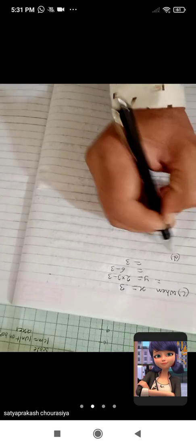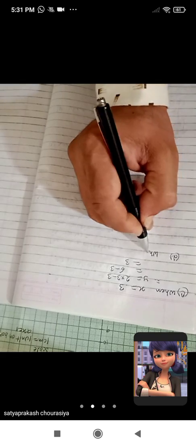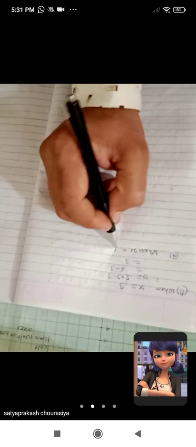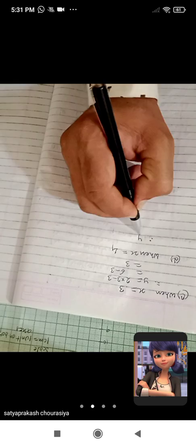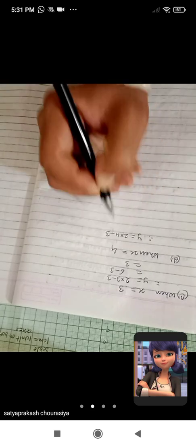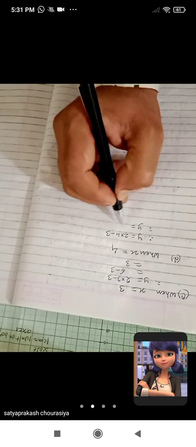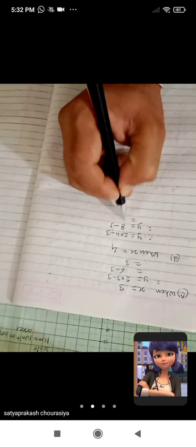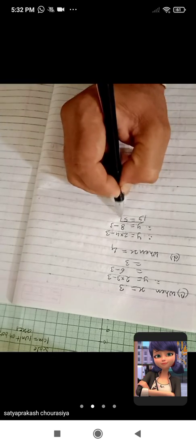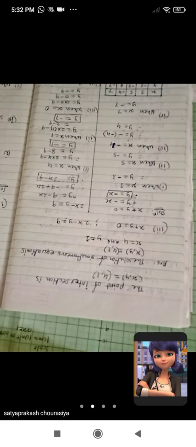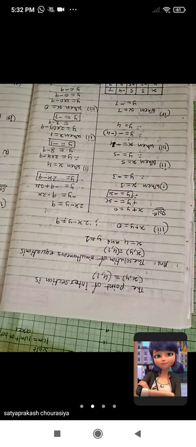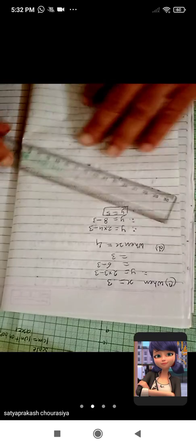Now last value, when x is equal to 4, so therefore y is equal to 2 into 4 minus 3. Therefore y is equal to 4 eights are 8, 8 minus 3 is equal to 5. Okay. Now we found the 4 points for the second equation also. Now make the table for both equations.